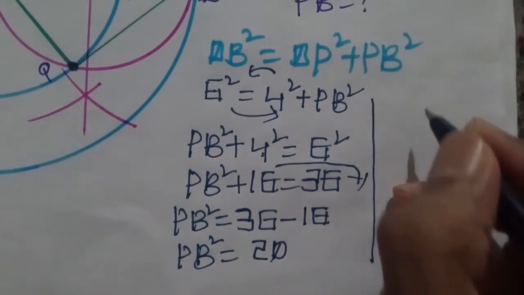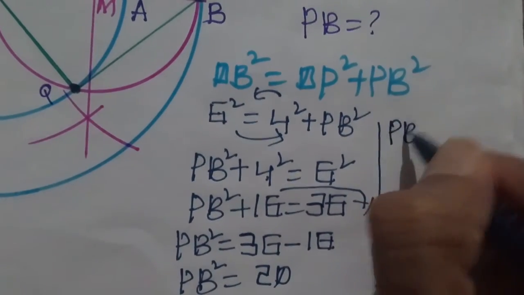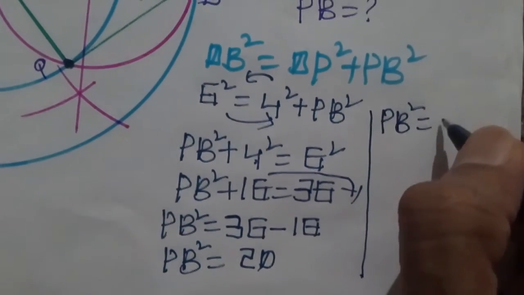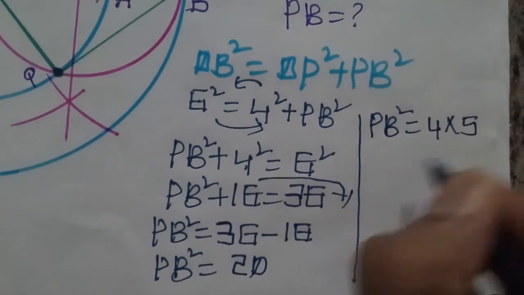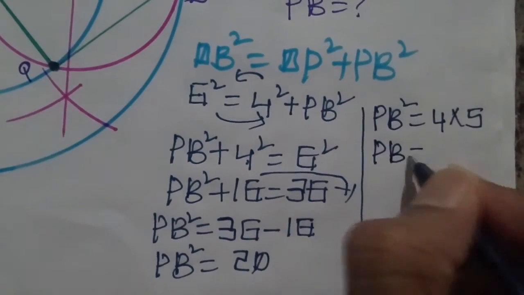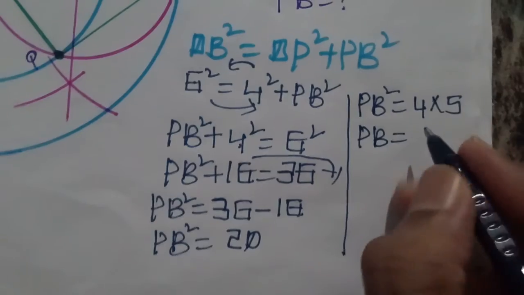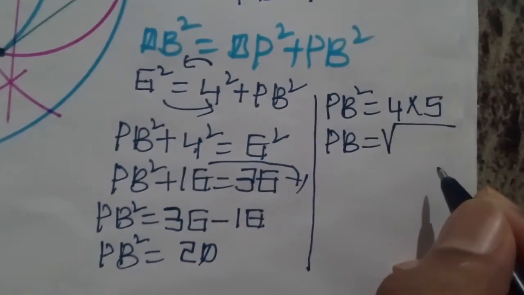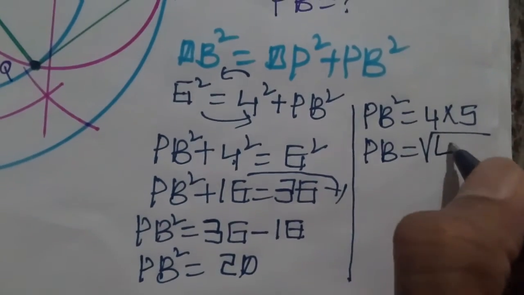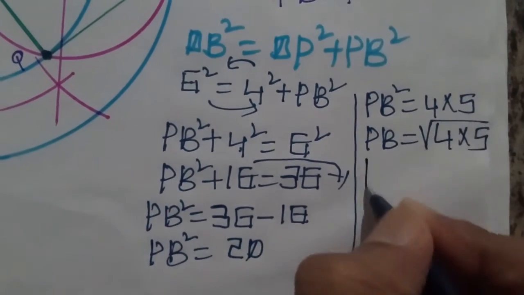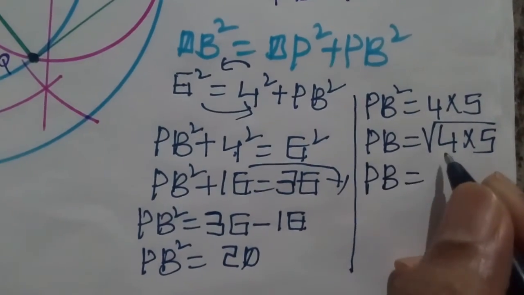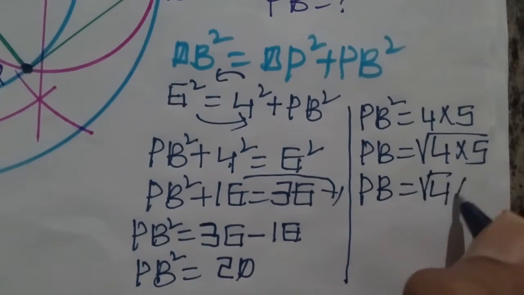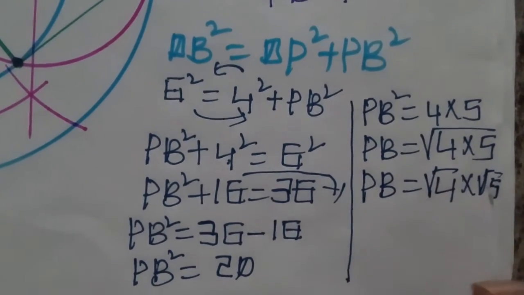PB square is equal to 20, which I am writing as 4 into 5. Now PB is equal to the square root of 4 into 5. Square becomes square root when it moves to the other side. So PB is equal to square root of 4 into square root of 5.